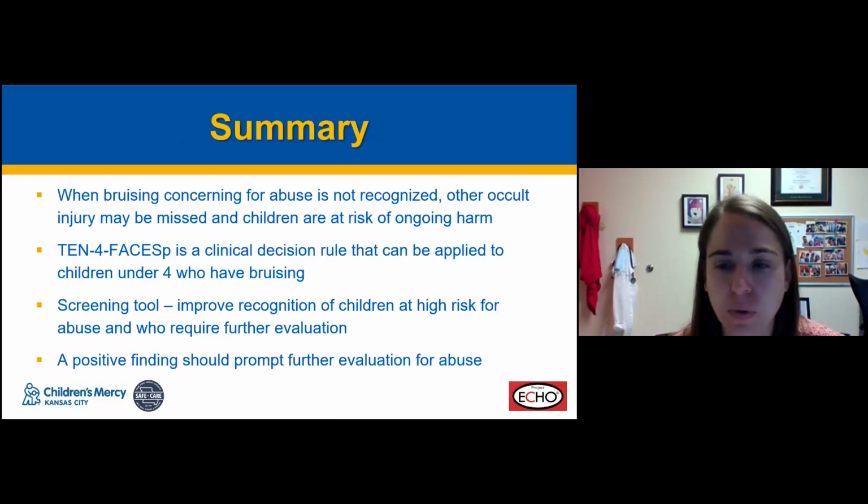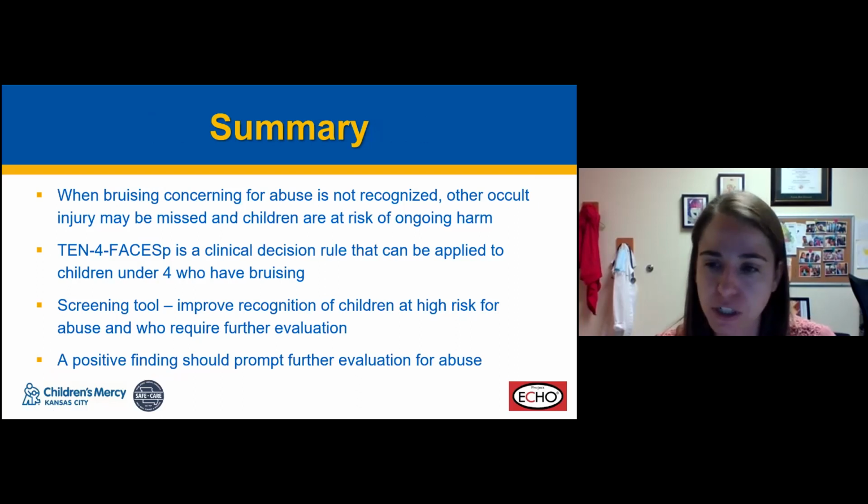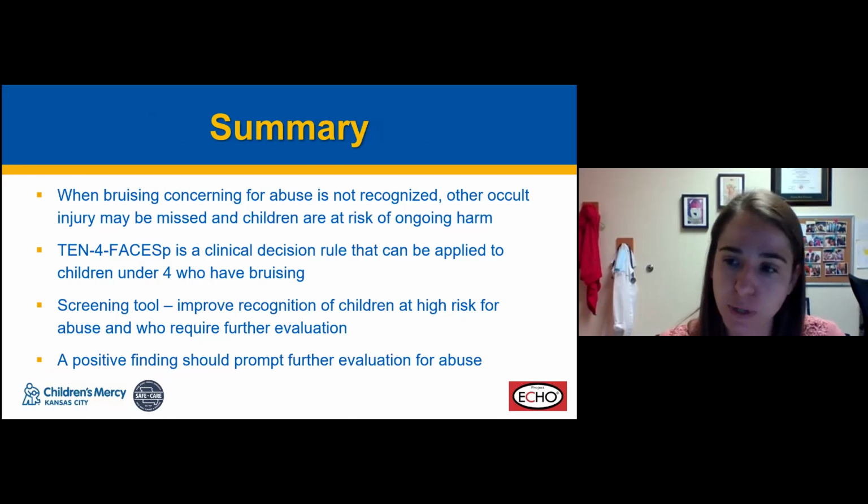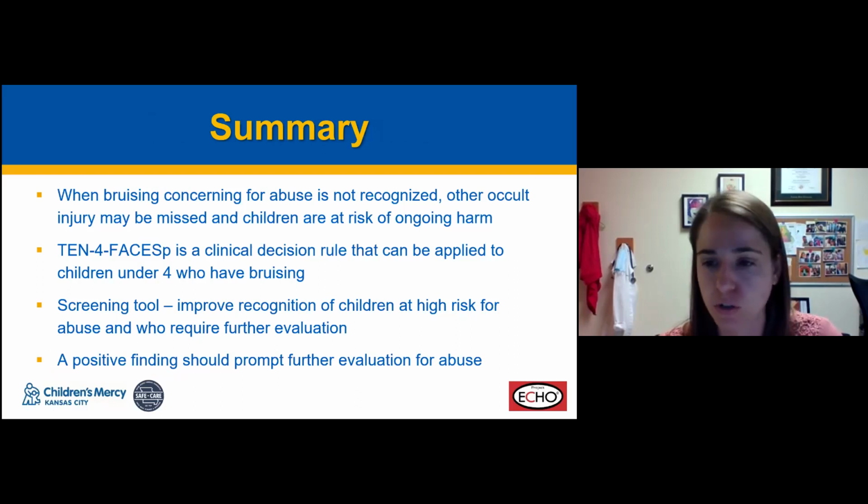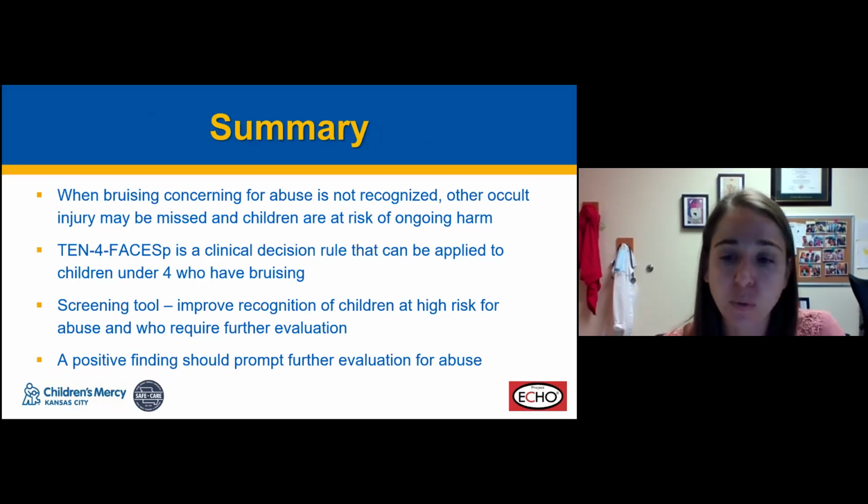So to summarize both those examples I wanted to show, they're common scenarios where small or isolated injuries in otherwise well-appearing kids might be overlooked or dismissed for being minor, or someone could assume an accidental cause or accept an explanation without exploring further. But without recognition and evaluation for a cold injury, young children with abusive injury could be missed and be at risk of ongoing harm.